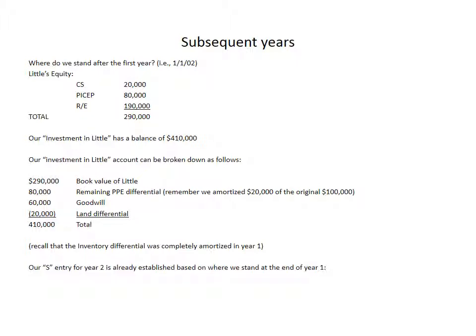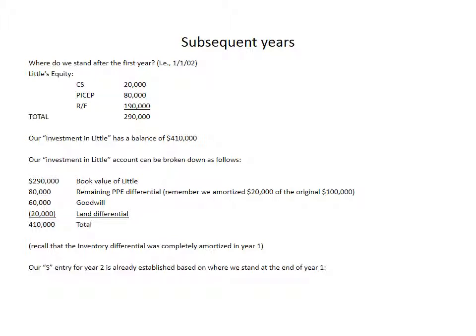Okay, now where do we stand after we do all this, at the end of the first year or at the beginning of the second year? At the beginning of the second year, this is Little's actual balance sheet. This is not the consolidated number. This is on Little's books. They've got common stock and paid-in capital of 20 and 80,000 as before, but now their retained earnings is up to 190,000. Again, last year it was 150,000, but they made 50,000 and then paid out 10,000 in dividends, so it's up to 190. Our investment in Little account has a balance of $410,000.